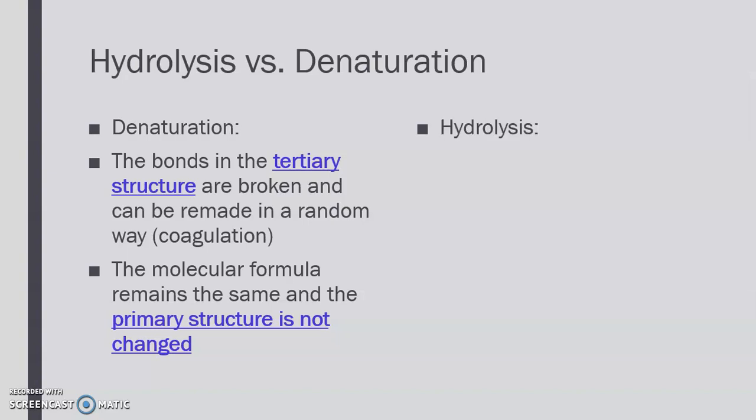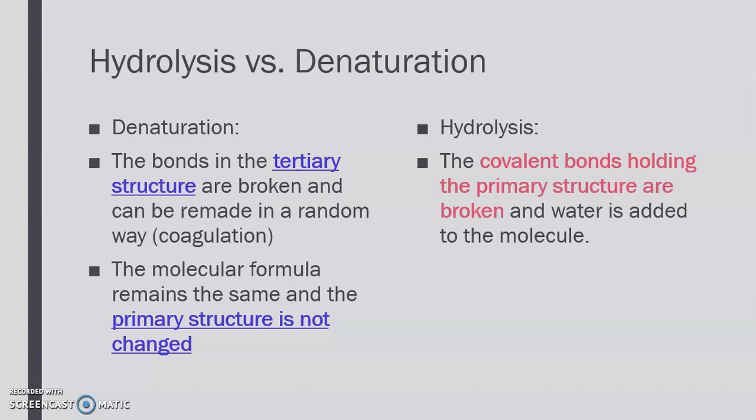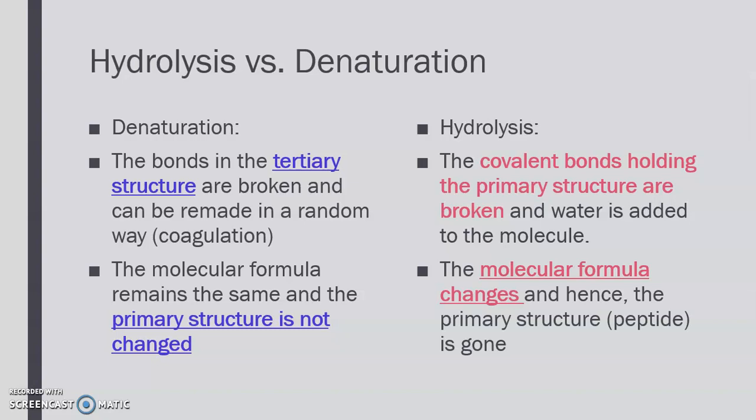Okay? But in hydrolysis, the covalent bonds holding the primary structure are actually broken. Okay? And water is added to the molecule. So the entire polypeptide chain is broken down into amino acids. So the molecular formula changes, and as a result, the peptide chain is gone. The polypeptide is gone. It actually turns into its subunits, which is basically amino acids. So you can see that hydrolysis and denaturation both destroy protein, but they destroy protein to a different extent.